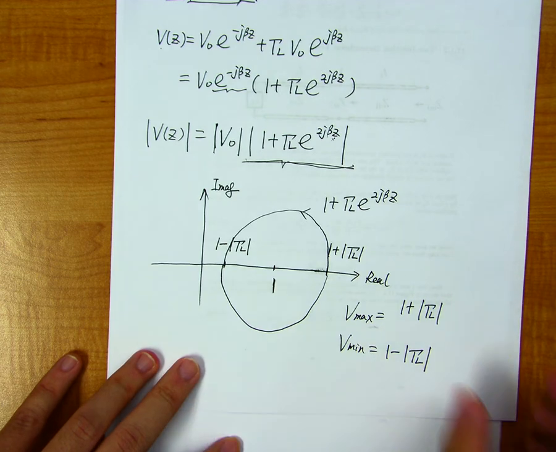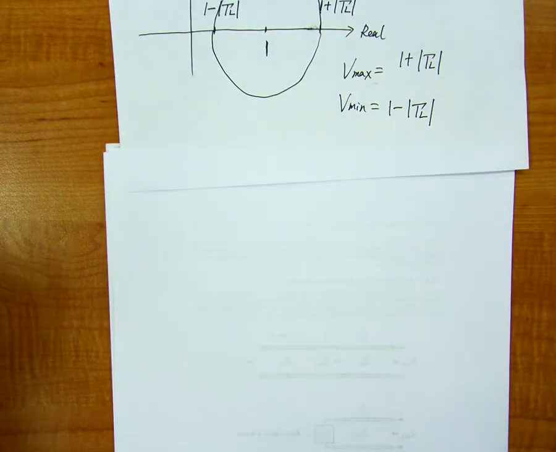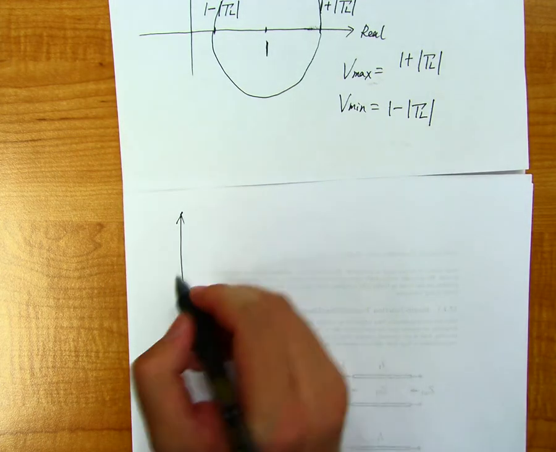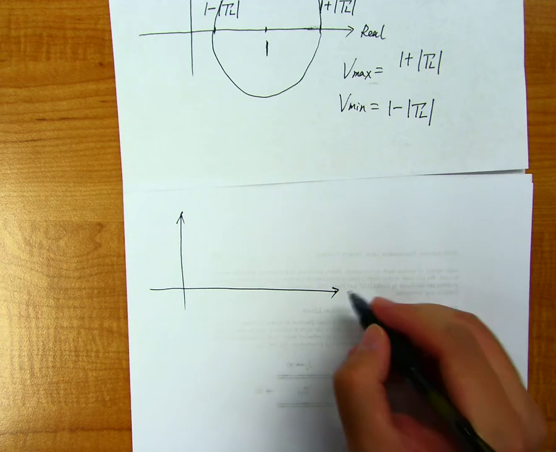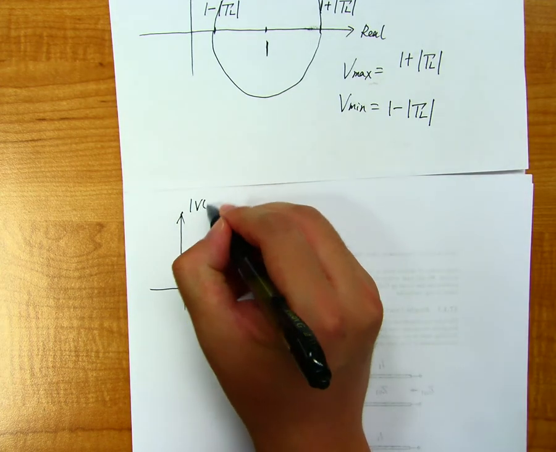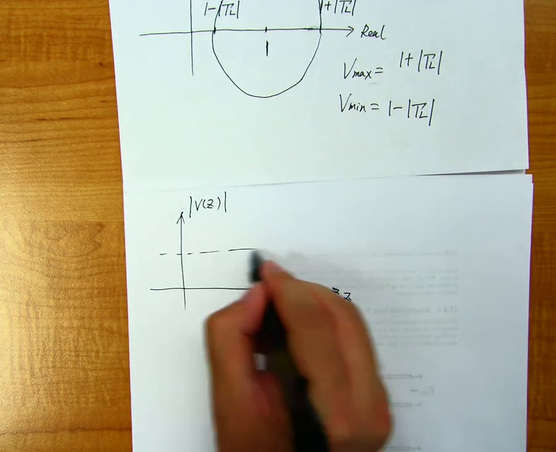And if you draw the magnitude of the voltage, let's say this is z, this is V of z, it probably looks like this.